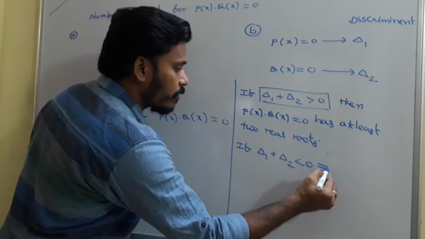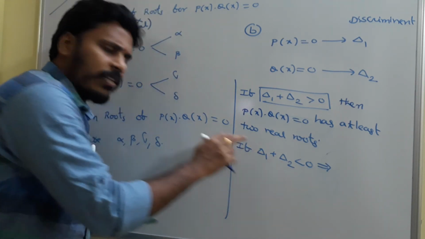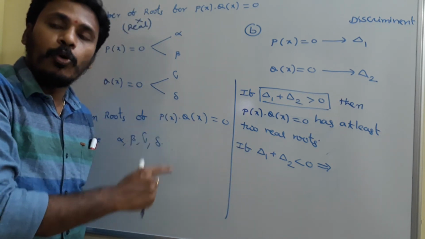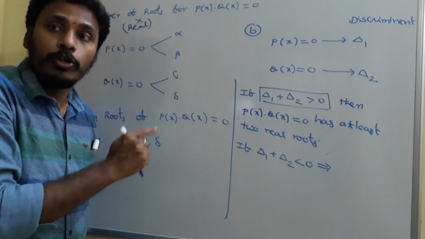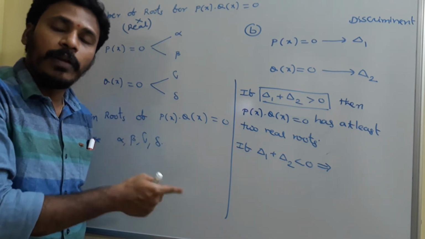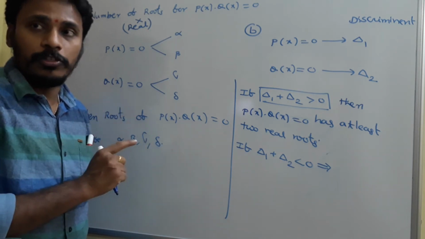If delta 1 plus delta 2 is less than 0, again you need to think about it. What will happen? In the same way you need to discuss. The summation is negative. In the sense, both negative is acceptable, both positive is not acceptable, one positive and one negative is sometimes also acceptable. That is, at least one is negative.